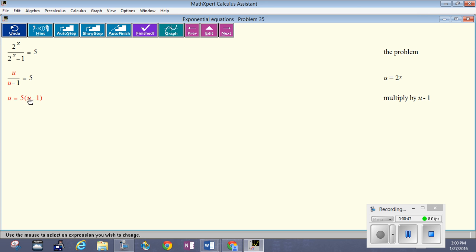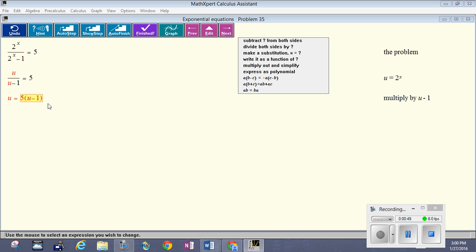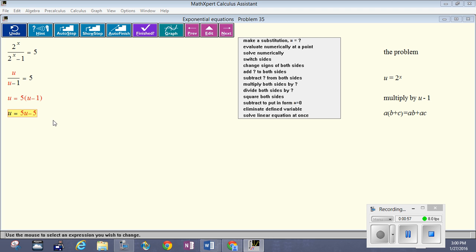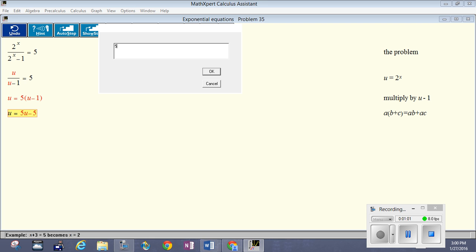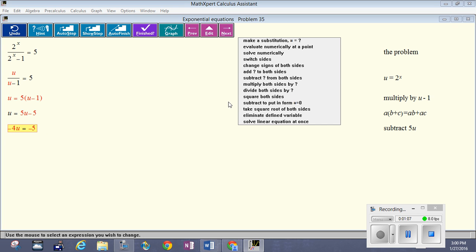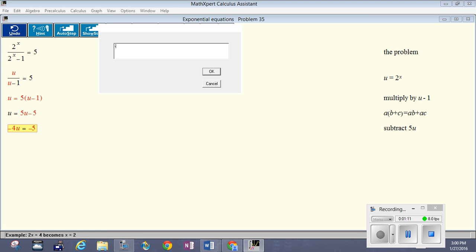You're going to wonder how we got that, okay? Simply distribute, please. Where is my distributing? Right here, okay? Then, subtract 5u from both sides. It's a simple equation from there. Subtract 5u from both sides, okay? And then, of course, we can see that u is equal to, divide both sides by -4.